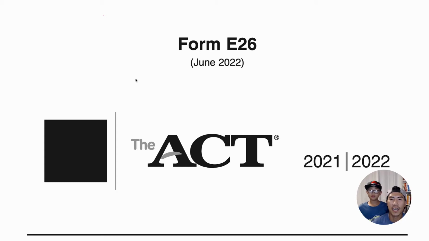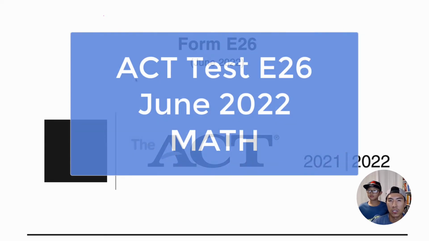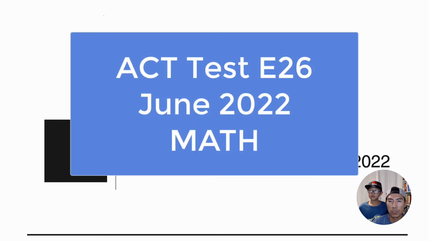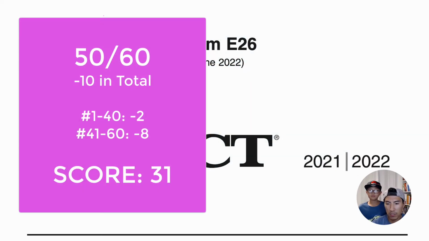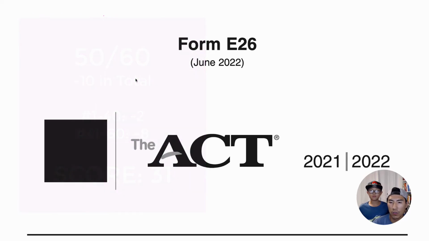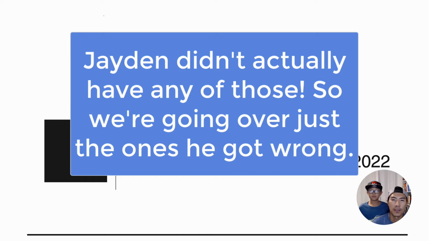Hey guys, today we are looking at the math section of an ACT that Jaden had just taken. This is J22, or June 2022. On this one, Jaden got 10 wrong. He got a 31, and that was 2 wrong in the first 40 questions and then 8 wrong in the last 20. We're going to go over all of those as well as the ones that he got right but guessed on. All right, I hope you enjoy.